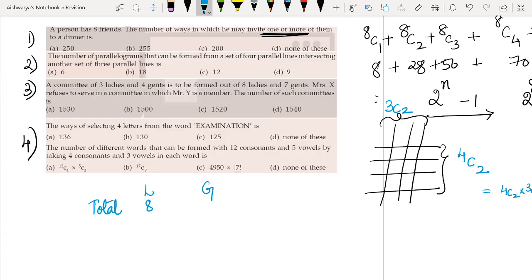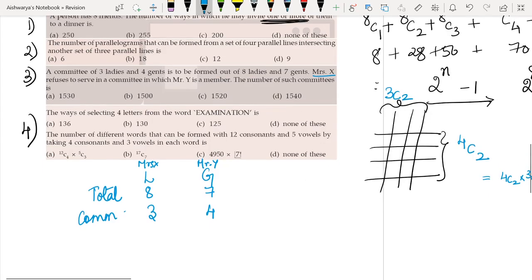There are totally 8 ladies and there are 7 gents. To form a committee, you need 3 ladies and 4 gents. Mrs. X will come under the ladies category and Mr. Y will come under the gents category. So Mrs. X says, I don't want to be there in the committee in which Mr. Y will become the member. So what are the different possibilities?